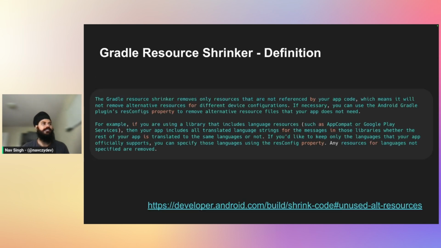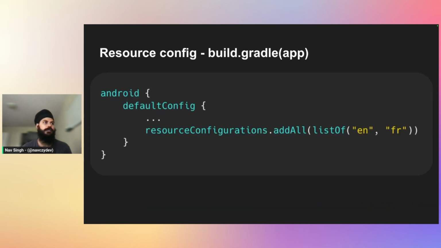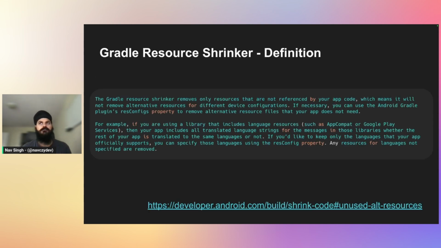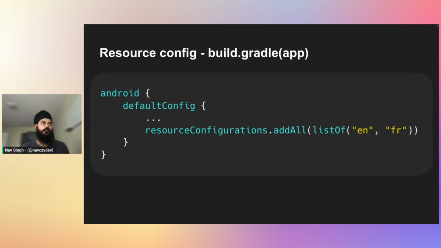So what does this configuration actually do behind the scenes for us? Before, we didn't have it, and a couple of months ago we added this configuration. This is the detail from the developer documentation about that particular configuration. It helps you shrink the resources in your application, and ultimately leads to smaller APK sizes for your application, because in this case we only define that we only want to support English and French.